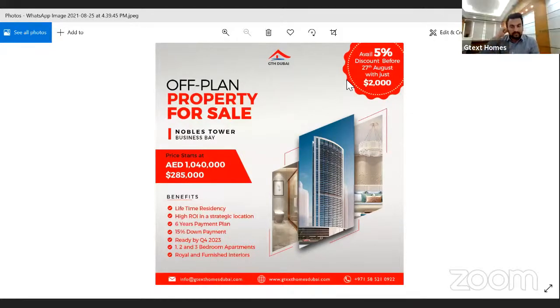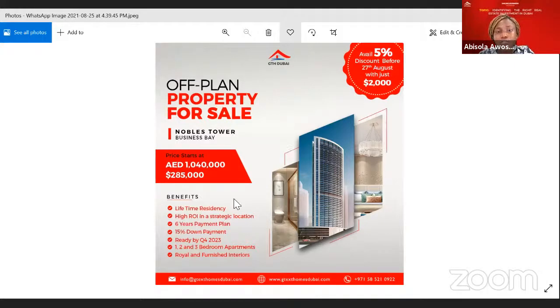One of the guys is asking how much minimum investment is required in dollars to invest in a property. So he already mentioned 5,000 US dollars. That is not the total cost of the property. The total cost of the property starts from $285,000. Can you all see my screen? Off-plan property for sale, 285,000. That's the starting price. Yes, 285,000 USD is the starting price for Noble Star.